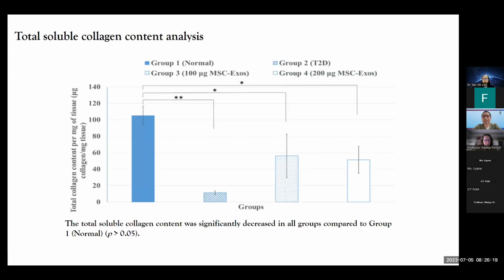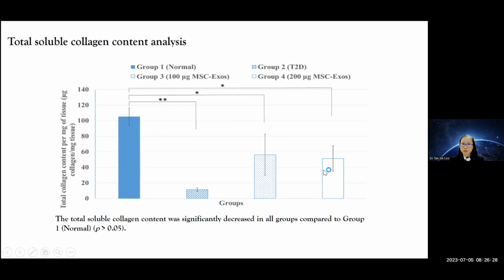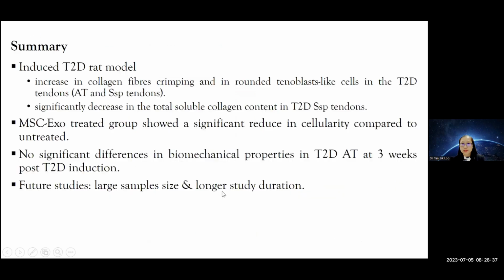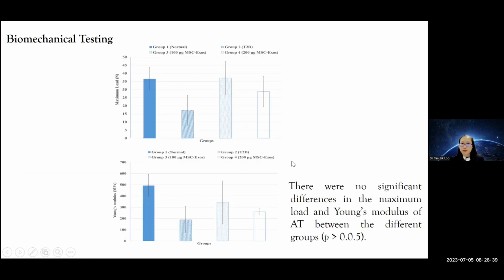And for total collagen content, it shows an increase in the MSC EV treated group in the diabetes tendon compared to the untreated tendon in the diabetes group. However, in the biomechanical testing, there is no significant difference in the maximum load and Young's modulus in the Achilles tendon with or without MSC EV treatment in the diabetes group.